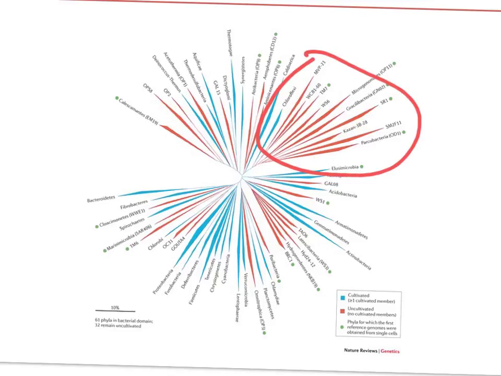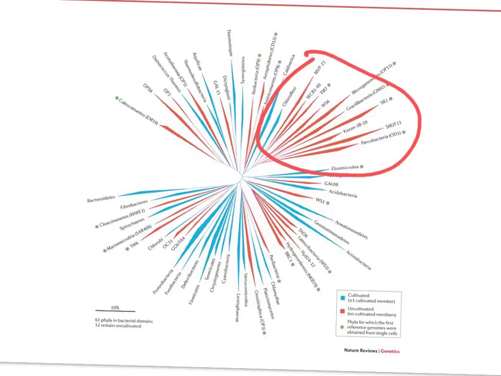What you do is you grow them up in culture, so you have tons and tons of cells, and you extract the DNA, and then you sequence the entire genome. Not just the 16S, but the entire thing. Not a problem with technologies these days.